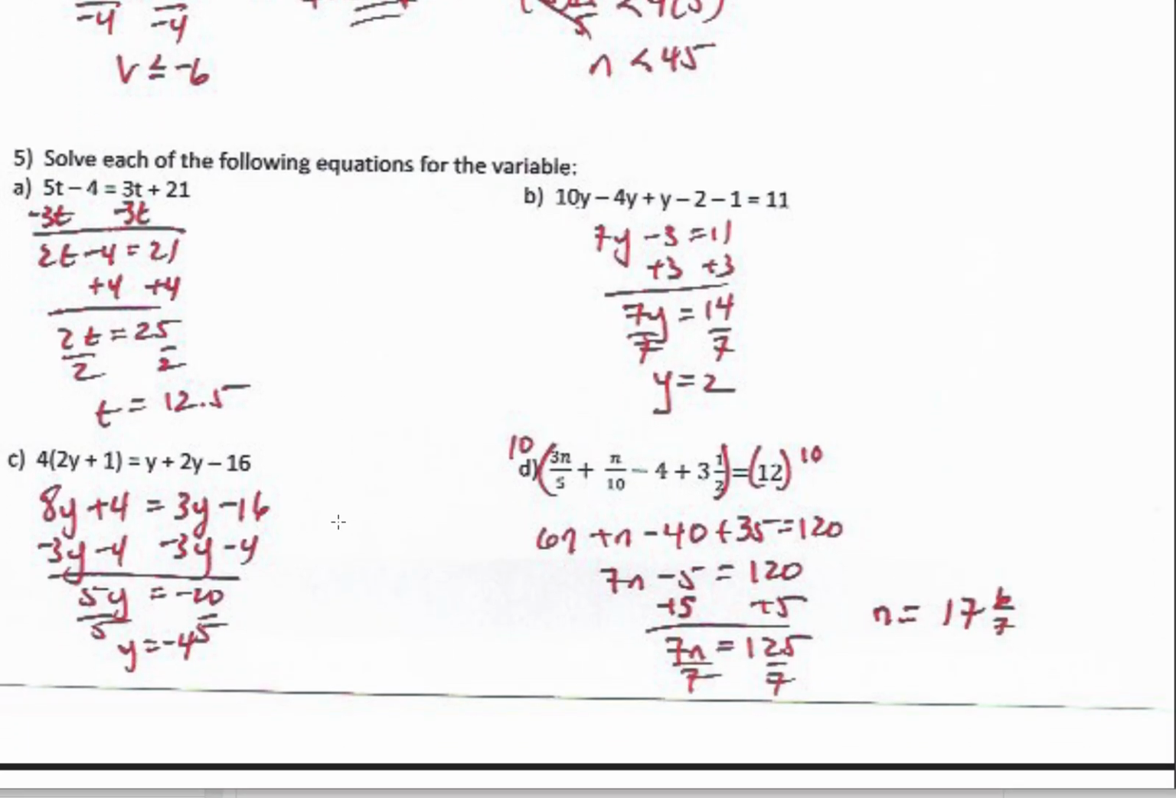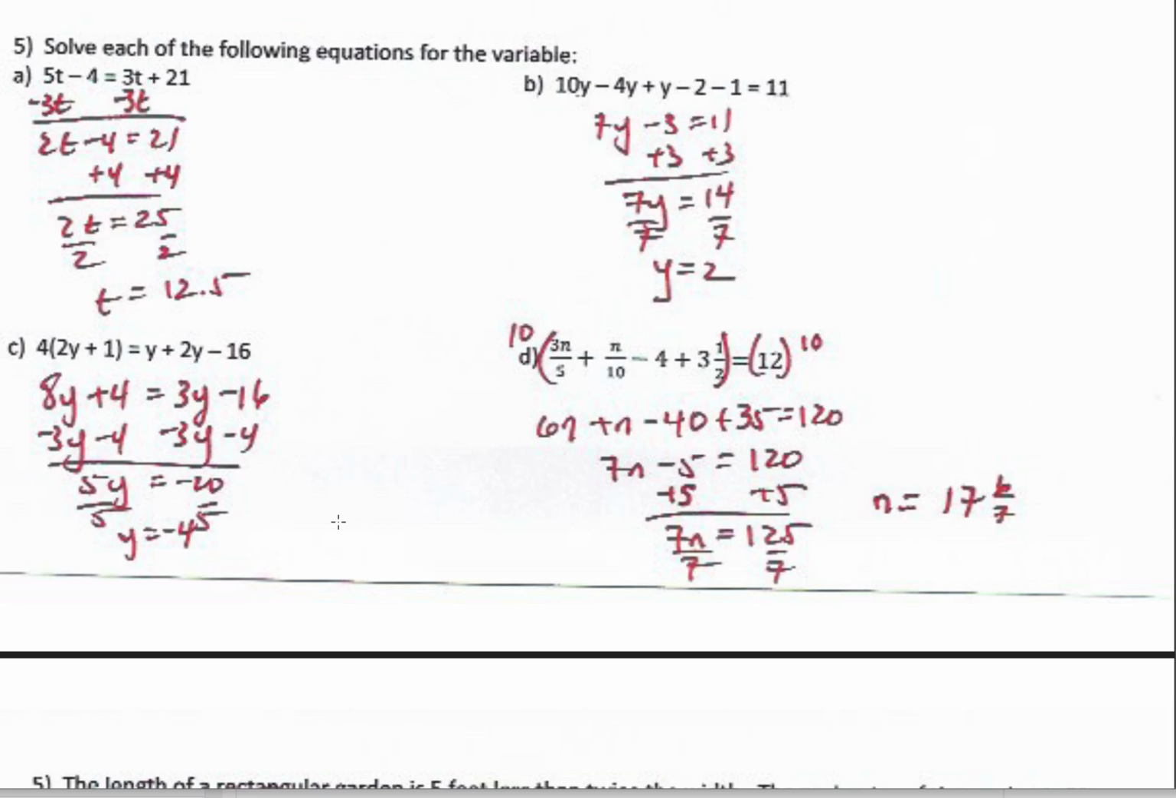Okay, 5, A, B, C, D. Here's a bunch of equations. We've been doing these since practically day 1. I think you're fantastic at them. Opposite side, opposite operation. Subtract the 3t. That gives me 2t minus 4 is 21. Add the 4 to both sides, which is standard two-stepper, or it's also opposite side, opposite operation with the numbers. 2t is 25, so I get t is 12.5 when I divide by 2.